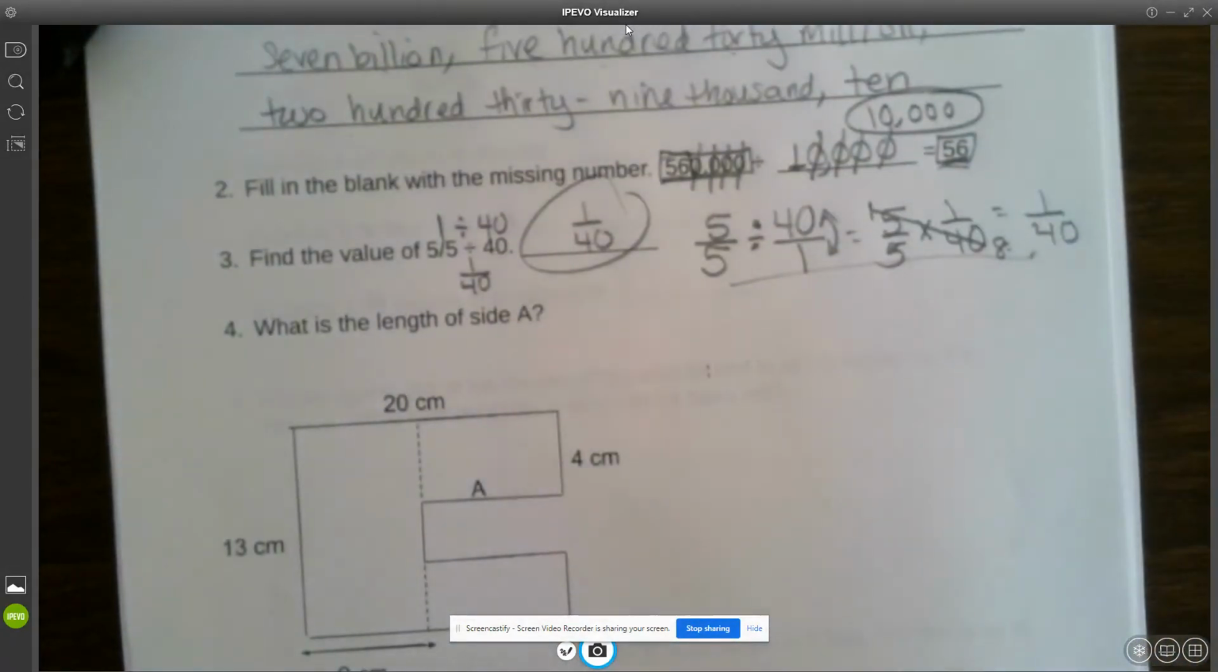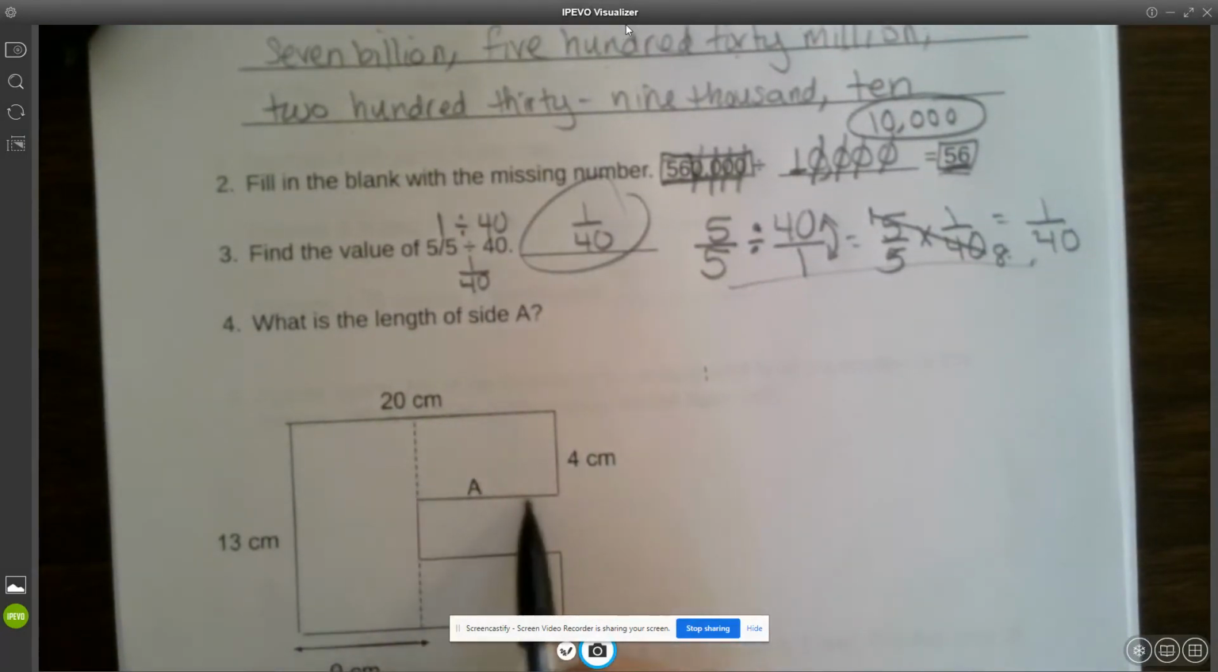Okay. It says, what is the length of side A? So we want to figure out what is the length from here to here.